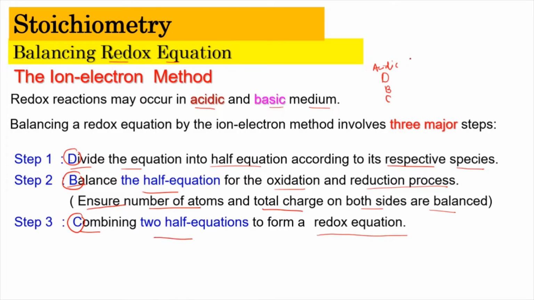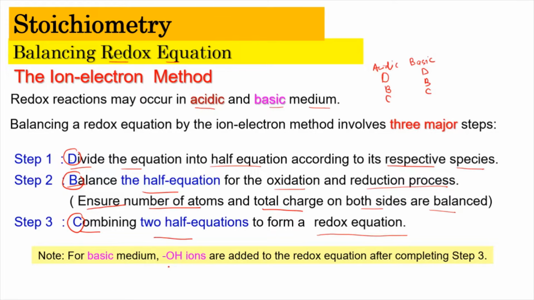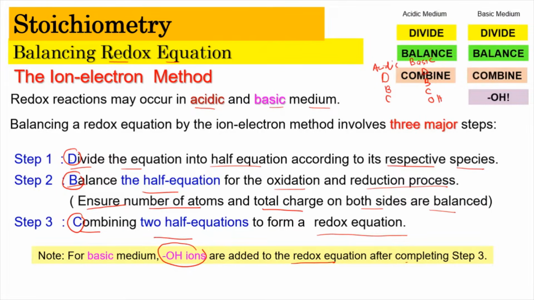Similarly, for basic condition, we will follow the same steps, which is DBC as well, but there is going to be an extra step, which is addition of hydroxide ion to the redox equation after we complete step number 3. So it's going to be OH here. As a summary, for acidic medium, it's going to be DBC. For basic medium, it's going to be DBCO. Now let us focus on acidic medium first, which is DBC.